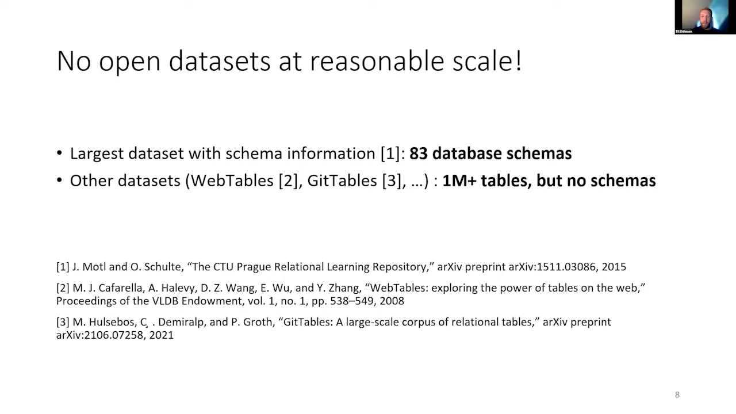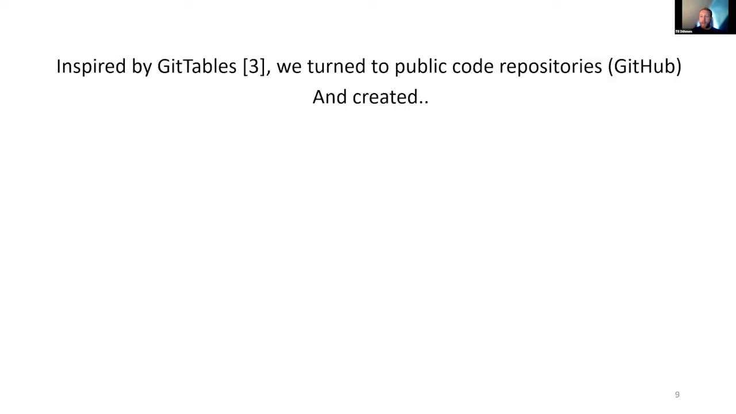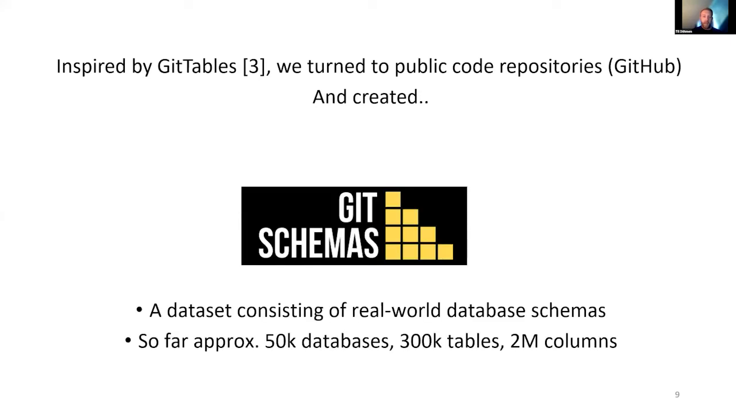We are looking for foreign keys, primary keys, data types, and so on. But still inspired basically by the work of GitTables by Madelon, where it is about also getting realistic data, representing real-world enterprise-like data, we also turned to GitHub, and we created GitSchemas. And this is a data set consisting of real-world database schemas, not the data, only the schemas, and it so far covers approximately 50,000 databases, 300,000 tables, and 2 million columns.